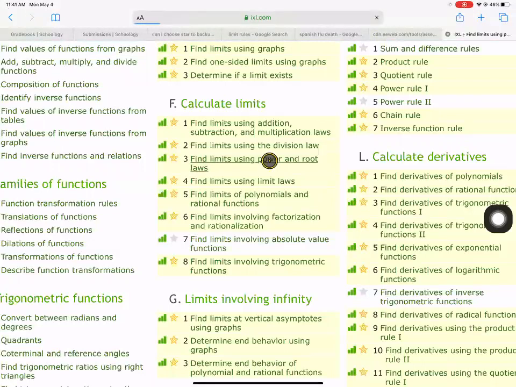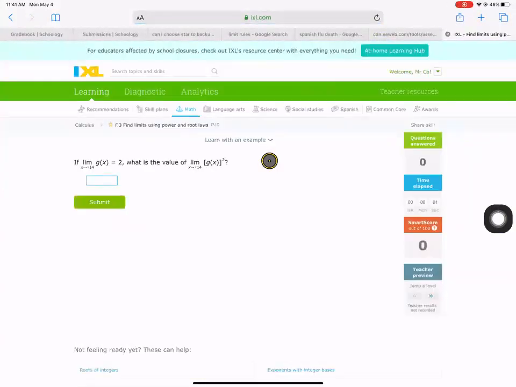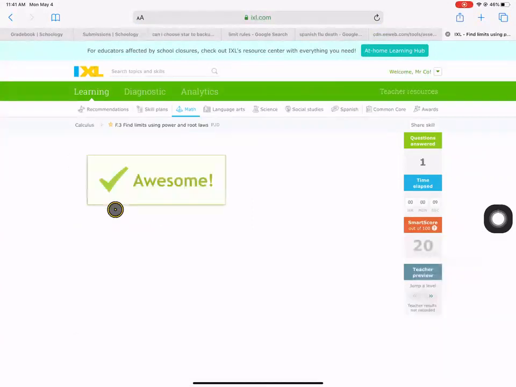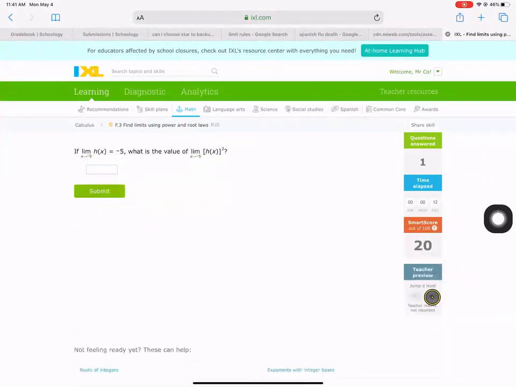Powers and roots. So the idea is the exponent can go on the outside. We know the inside's 2. 2 squared is 4. Okay. Gets a little harder probably. Let's jump up. Square roots. Same idea. The square root is a 1/2 exponent that goes on the outside.